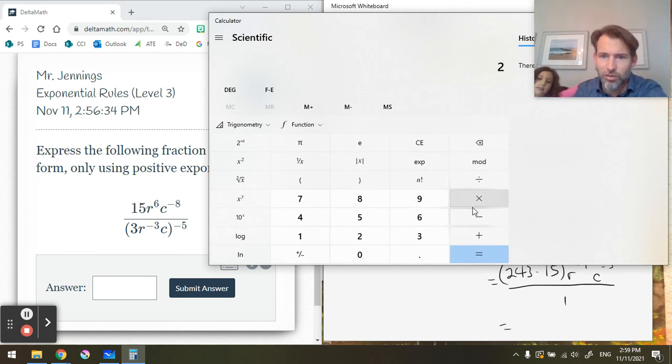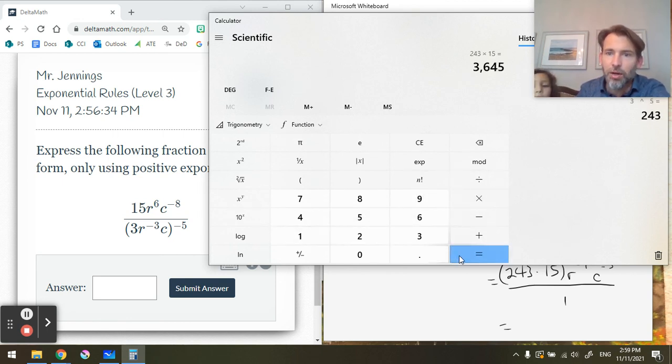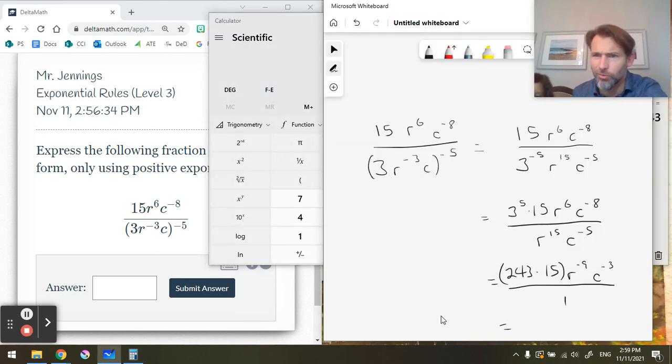Use your calculator, Mr. Jennings. So let's first just do the whole thing. Clear. 3 to the 5 is indeed 243, multiplied by 15 equals 3,645. Of course, 3,645 is a beautiful number. I use it all every day.